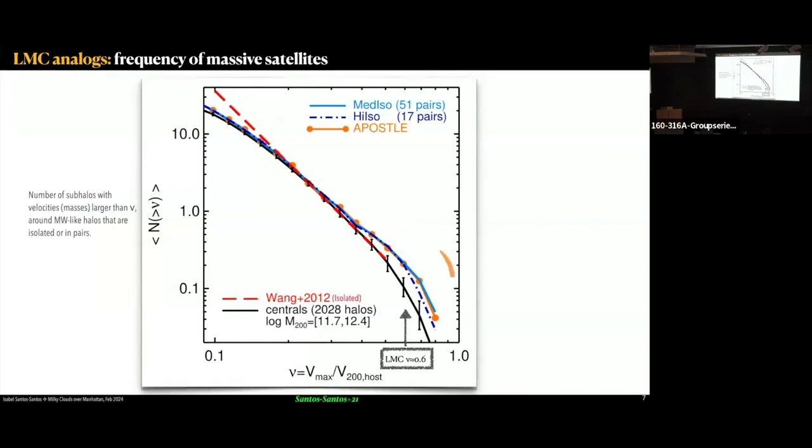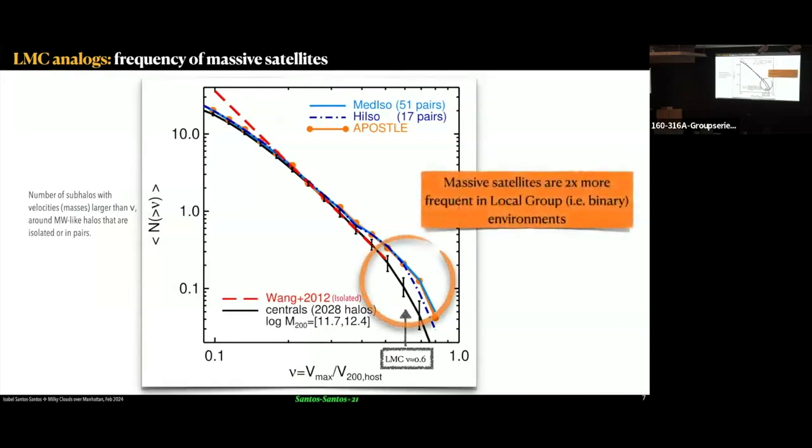And we found that indeed there was an increased frequency of LMC mass subhalos around the Milky Ways that were in pairs, in binary environments, like a factor of 2 more of them. So this is interesting because it shifts a little bit how we perceive the presence of the LMC in our particular environment. So it wouldn't be a rare occurrence, but rather something we expect. The LMC would be an expected galaxy within our local group.